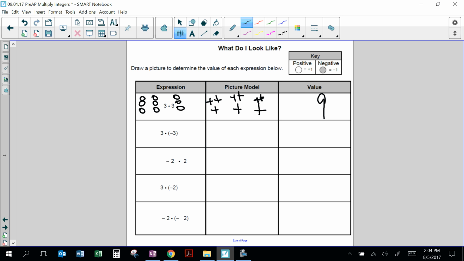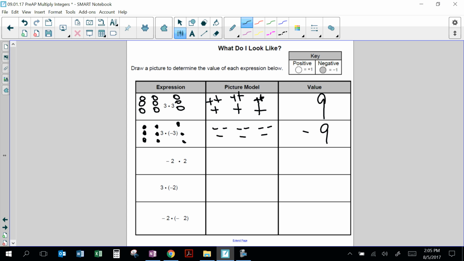Next one. 3 times negative 3. How can I say that in word form? 3 groups of negative 3. So here's one group of negative 3, a second group of negative 3, a third group of negative 3. I'll be honest, I prefer using signs. 3 groups of negative 3, which is negative 9.